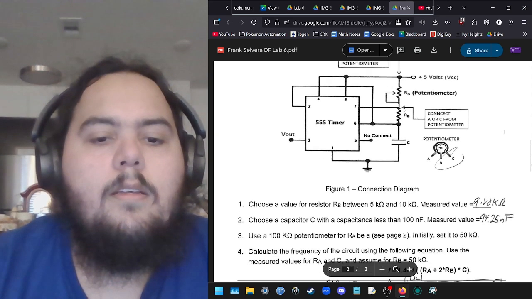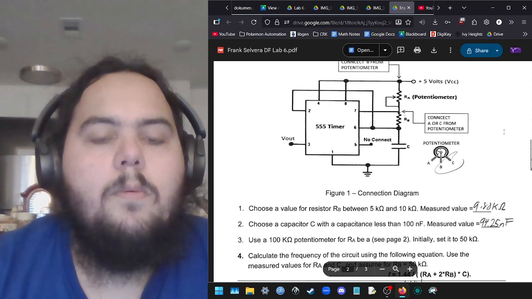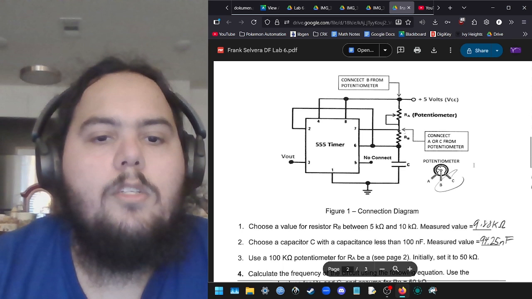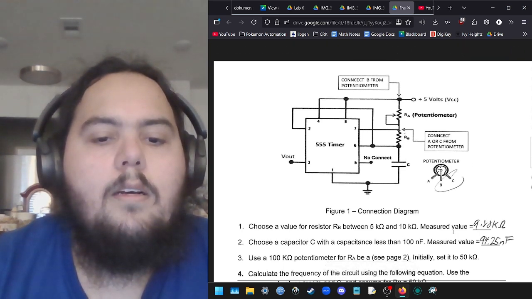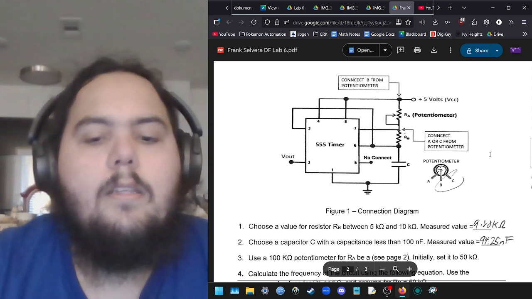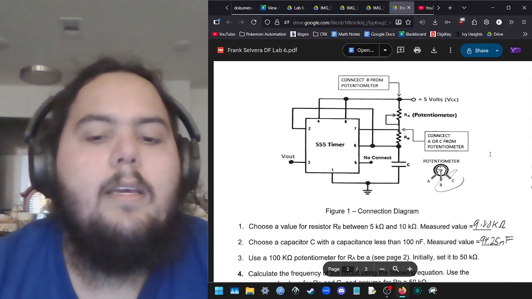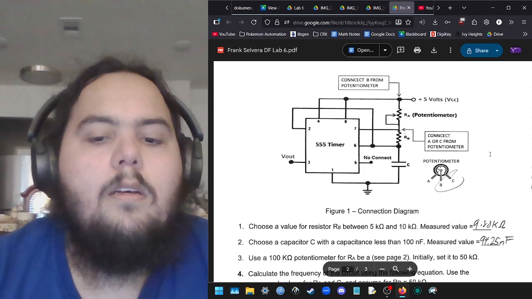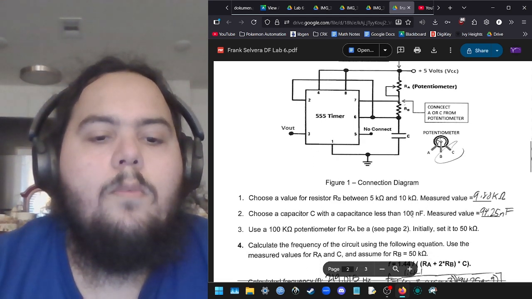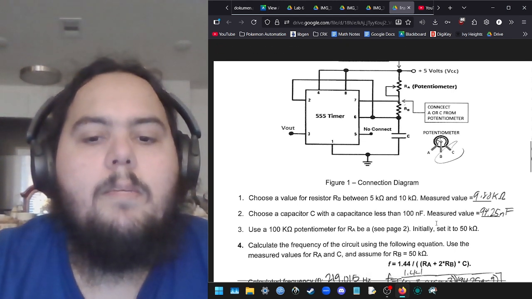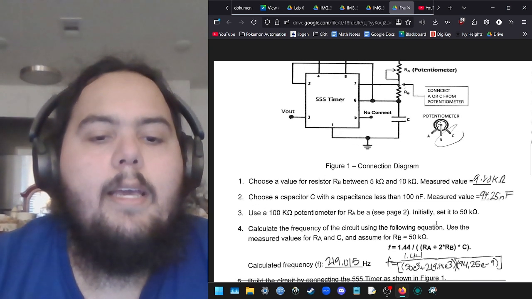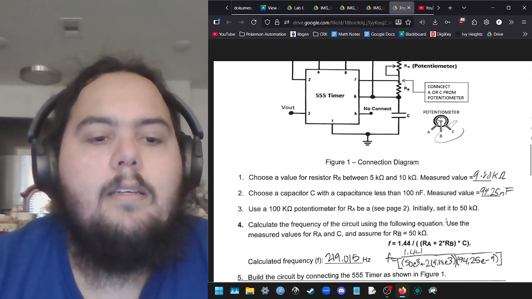With this configuration, there is a resistor called resistor RB, and it is a 10 kilo ohm resistor that I measured to be 9.88 kilo ohms. We also had a 100 nanofarad capacitor, which I measured to be 94.25 nanofarads.